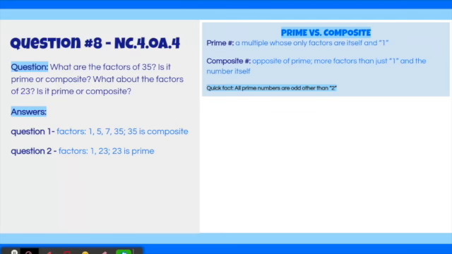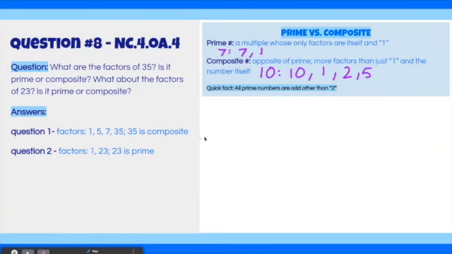So this question focuses on prime and composite numbers. So a prime number is a number whose factors are only itself and 1. So for example, 7. 7's only factors are 7, which is itself, and 1. An example of a composite number is 10, because composite numbers have more factors than just 1 and itself. And 10's factors are 10, 1, 2, and 5. Oh, and a quick fact. All prime numbers are odd other than 2. So 2 is the only even number that is prime.